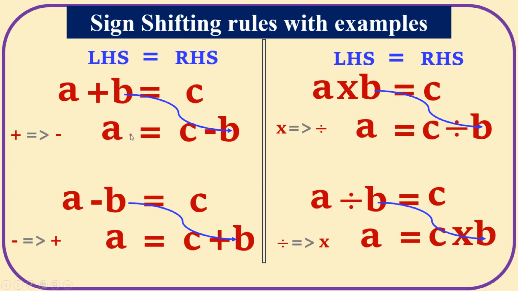Let's do a quick recap to lock this into your memory. Plus becomes minus, minus becomes plus, multiplication becomes division, division becomes multiplication. Mastering these 4 shifts is like unlocking a cheat code for algebra. It removes the guesswork and helps you solve for variables quickly and confidently.